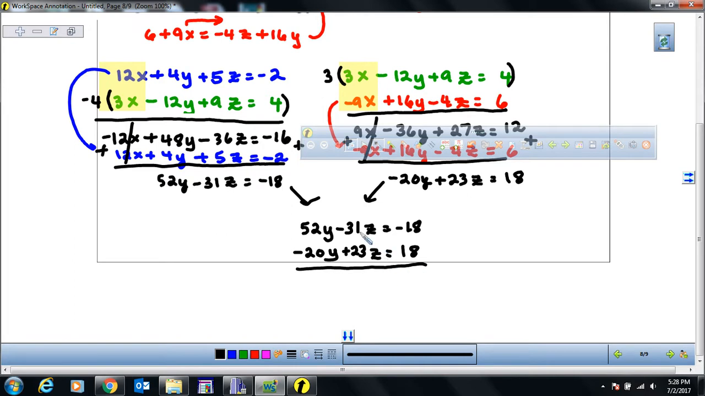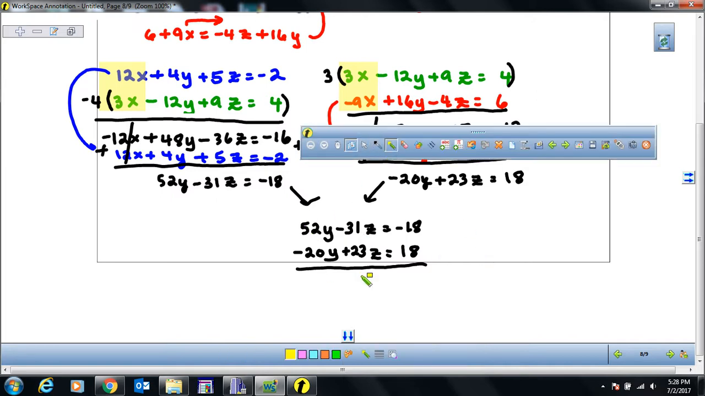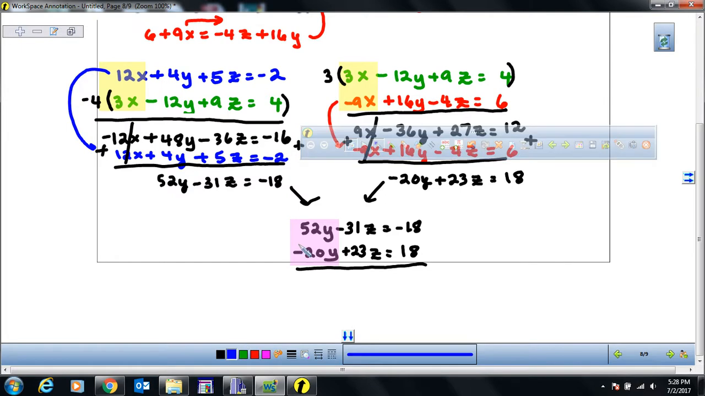On this one, they're equally difficult. So we're going to have to forcefully multiply both equations, whether we want to eliminate the y or the z. It doesn't matter, so let's go ahead and pick one. I'm going to eliminate the y. So what I need to do is multiply the 20 on the top equation, and multiply the 52 on the bottom equation.